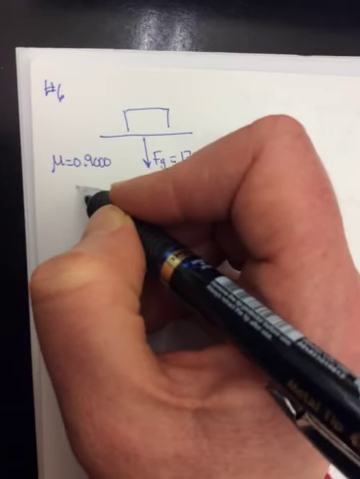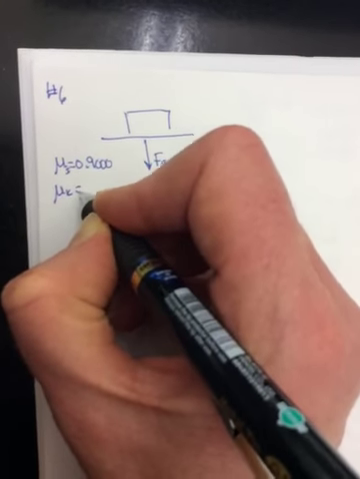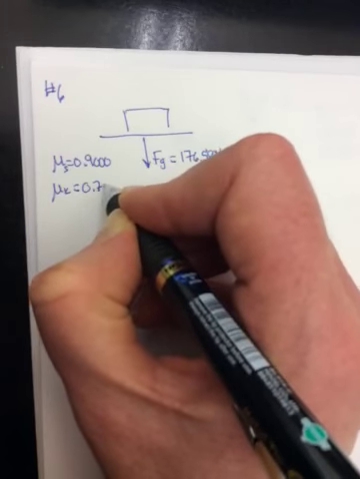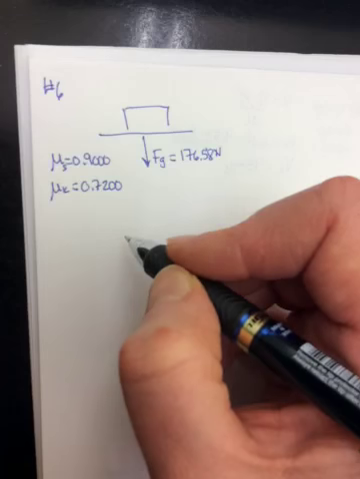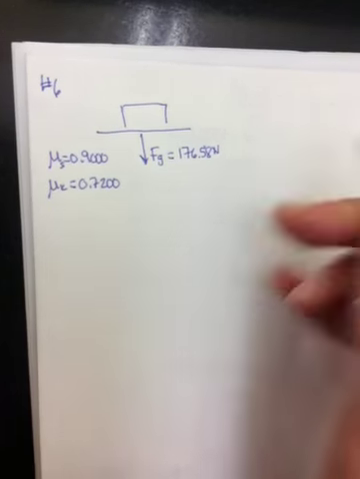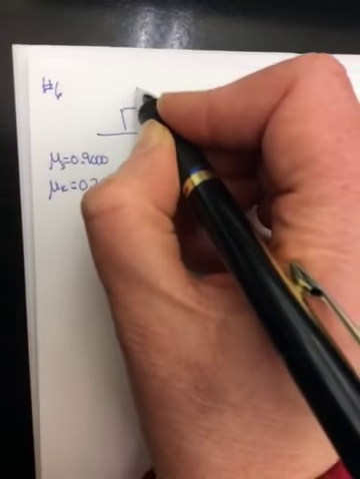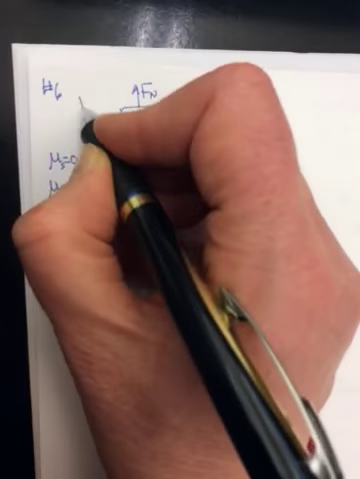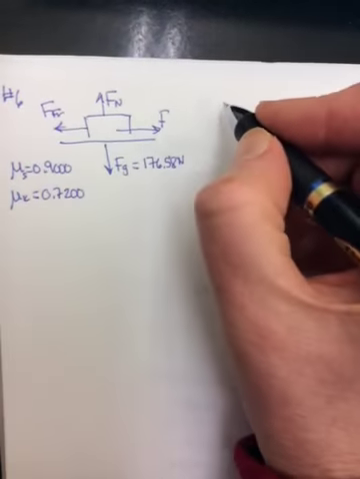And the coefficient of kinetic friction, so this one's static, coefficient of kinetic is 0.72. Okay? And the first question wants to know, calculate the force needed to get it moving. So in order to get it moving, the force you have to push with needs to match the maximum static frictional force. So first we need our normal force.